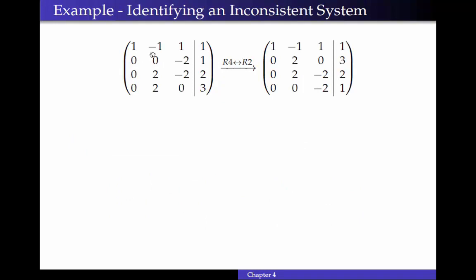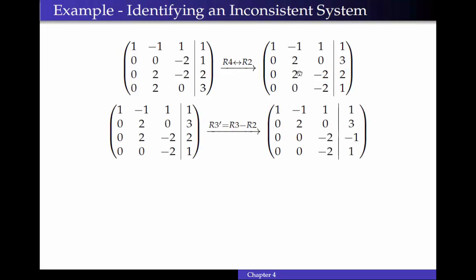And now, when we go to identify the next pivot, we find we have a 0 where we expect a pivot to be. And so we'll have to interchange a row in order to make this entry non-zero. So here we've swapped row 4 with row 2. And now we're going to continue and eliminate the entries below the pivot. So that's done just by subtracting the second row from the third row. 2 minus 2 is 0, minus 2 minus 0 is minus 2, and 2 minus 3 is minus 1.